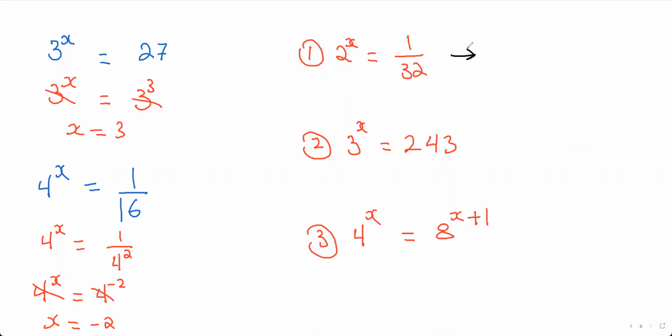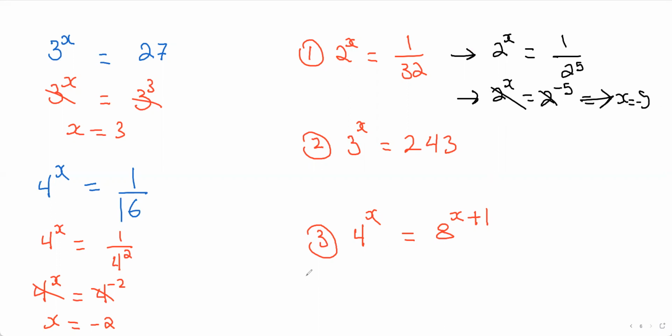So here, what you need to do is keep this as 2 to the power of x. And this 32 on the bottom, you could change it to 2 to the power of 5. After that, you keep this as 2 to the power of x, and you bring this 2 to the power of 5 on the bottom to the top, because that's the only way you could cancel the bases. Now you could cancel the bases, and you get x equals -5.